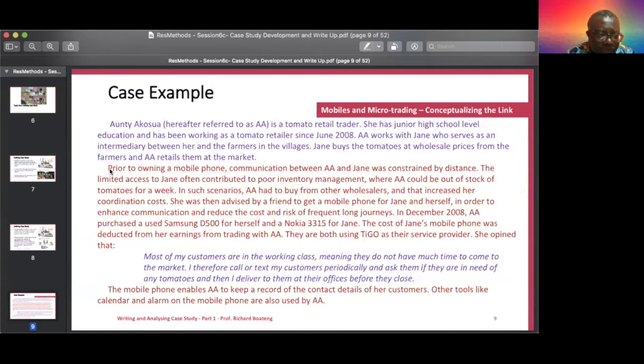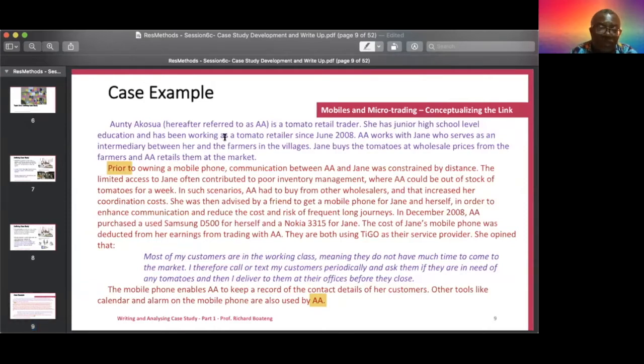So from this part up to the end here, you are now discussing the case-based themes. The top part is the context in which the case takes place. The top part is the context in which the case takes place. So that AA part gives you the case description.